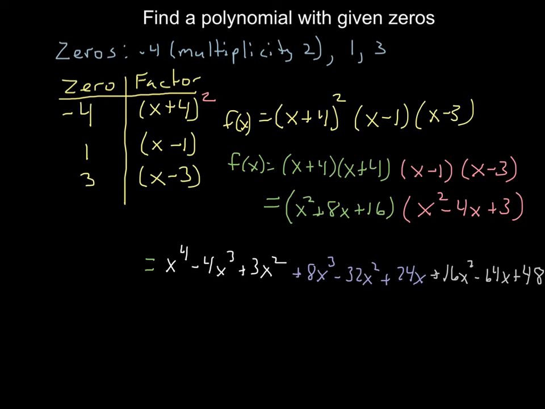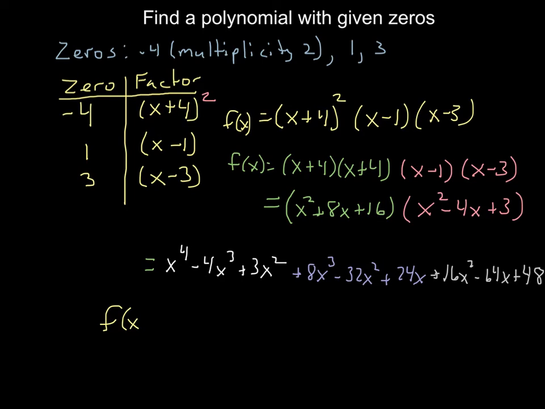When I multiplied that out, I took the x squared times all of this and got x to the fourth minus 4x cubed plus 3x squared, plus the 8x times all of that gave me plus 8x cubed minus 32x squared plus 24x. And then when I took the 16 times all the stuff in red, I got plus 16x squared minus 64x plus 48. At this point, to finish this problem up, I need to just combine the like terms.